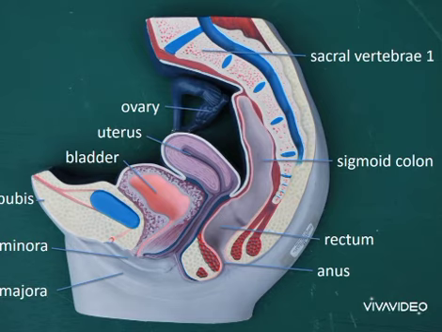So thinking first about the external female genitals, these consist of the labia majora, the labia minora, the clitoris, vestibule, vestibular glands, vaginal orifice and hymen. And collectively this area is described as the vulva.